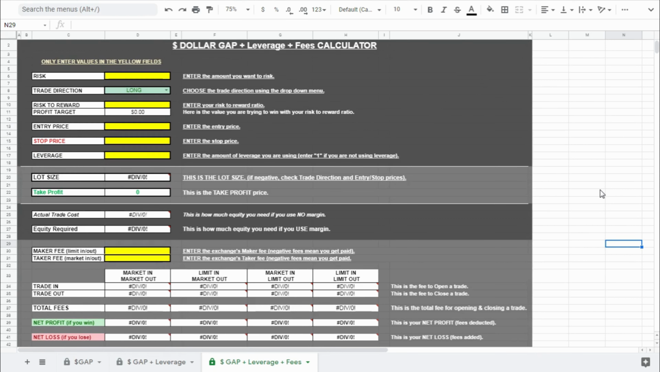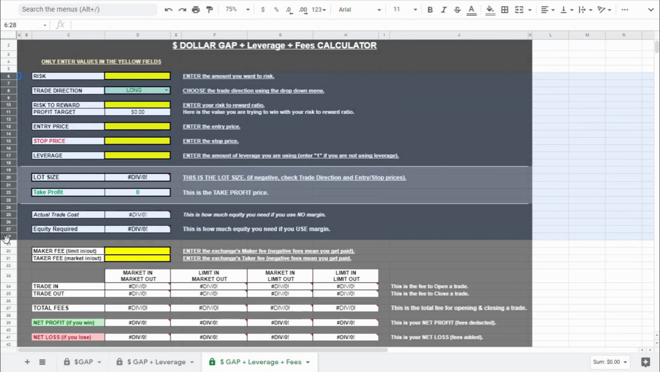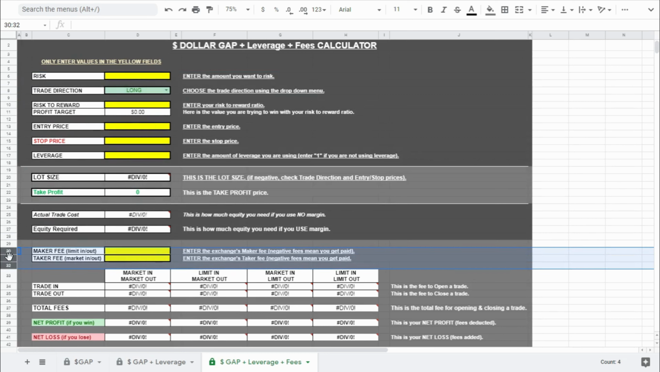Okay, so I'm not going to go through everything again because it is a repeat. All of this is what we already had in the previous screen. The difference now is that we have maker fees and taker fees. Depending on your exchange, they will have different fees.